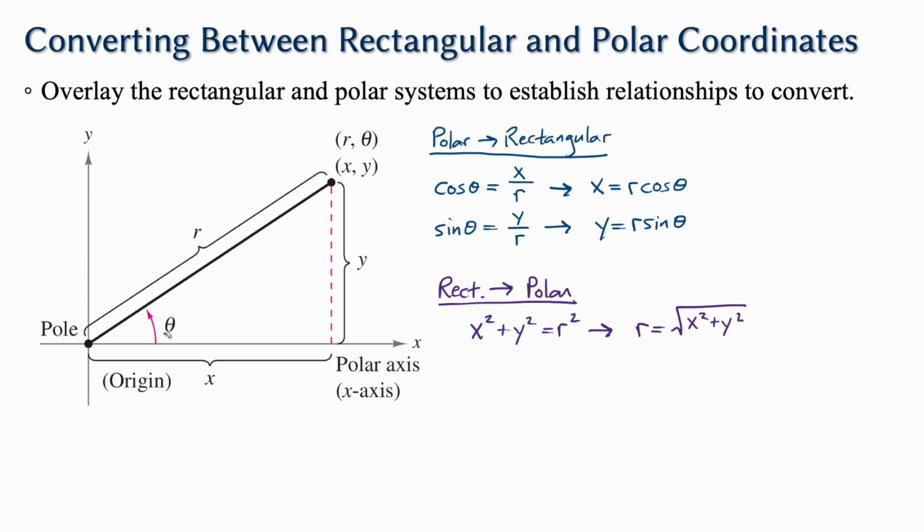Now looking at the angle, we're looking for a relationship between x, y, and theta. So we'll go back to right triangle trigonometry, and this time to involve only the x and the y, we'll be using tangent, because tangent is opposite over adjacent. So the tangent of the angle will equal y divided by x. So if we want to calculate that angle, we'll apply the inverse tangent, or arctangent, of y over x.